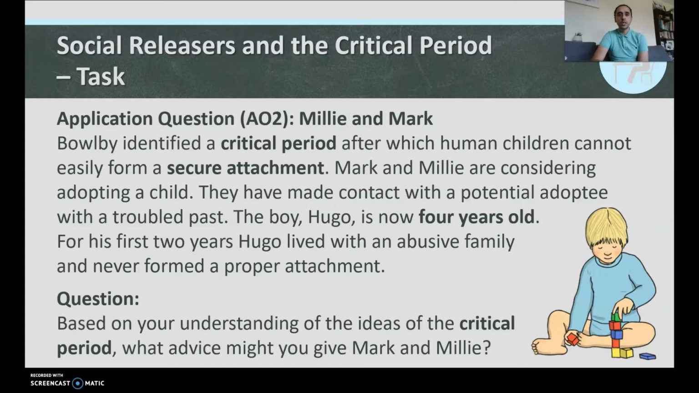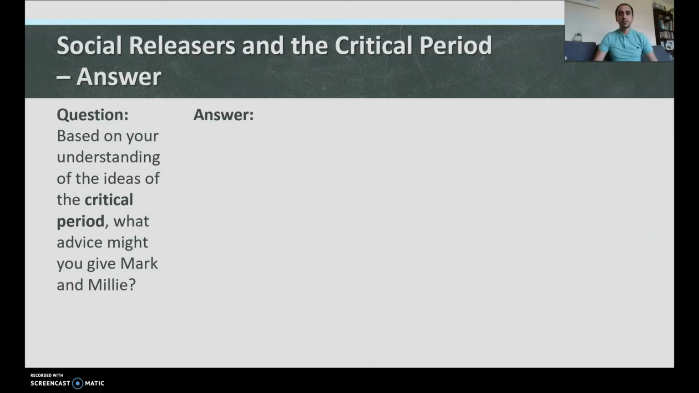Apply what you know to this scenario. Use their names. Quote part of the question in your answer to justify your answers. Give yourself 5 minutes. Off you go. Application question. Let's have a look at the answer.